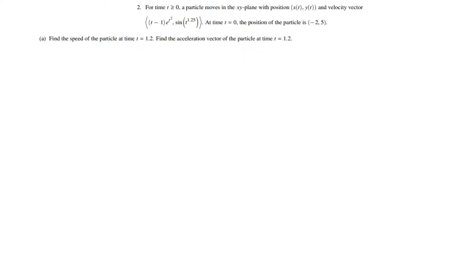I'm going to go over free response question number 2 from the 2021 AP Calculus BC exam. We're told that for time t greater than or equal to 0, a particle is moving in the xy plane with the position given by x of t, y of t, and we're given a velocity vector. Now we know that velocity is the first derivative of position, so we know that this right here is x prime of t and y prime of t.